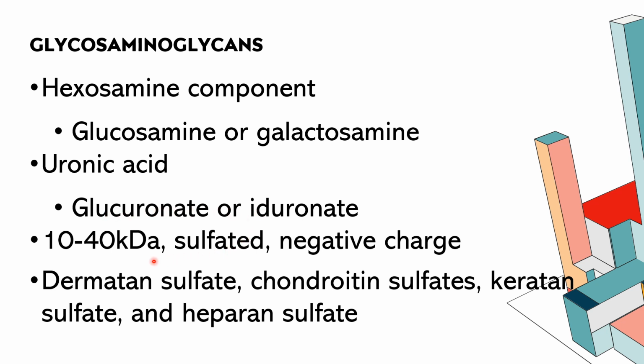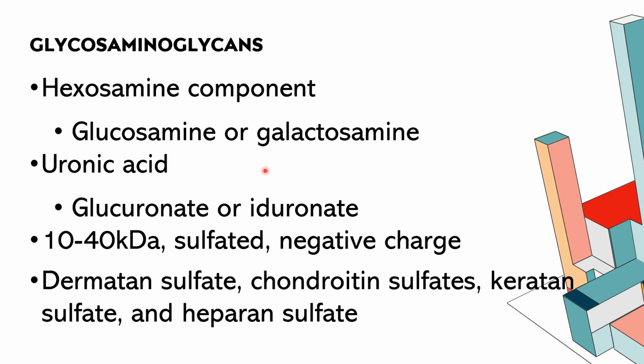Please note that your glycosaminoglycans have a 10 to 40 kilodaltons molecular weight. They are sulfated and they possess negative charge. This high negative charge forces your glycosaminoglycans into an extended conformation, and with that will cause them to sequester cations as well as water. This feature will provide glycosaminoglycans with space filling, cushioning, and lubricating functions accordingly.